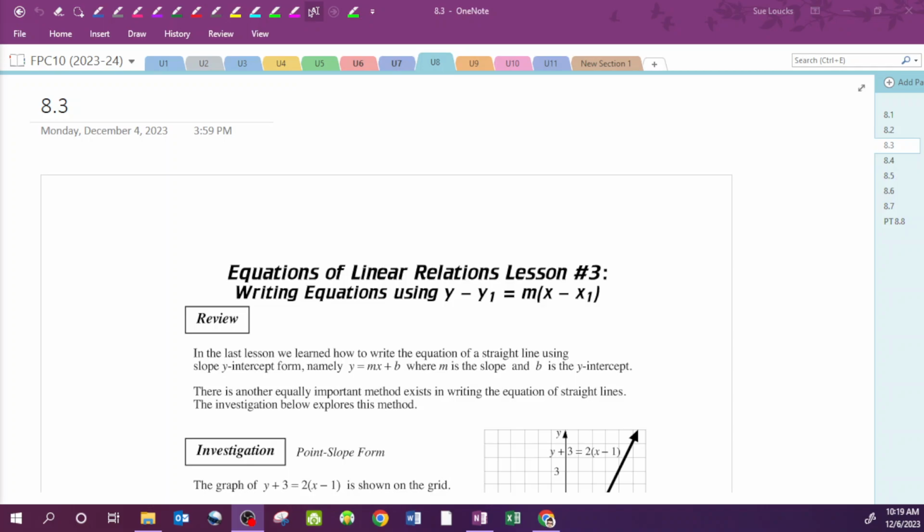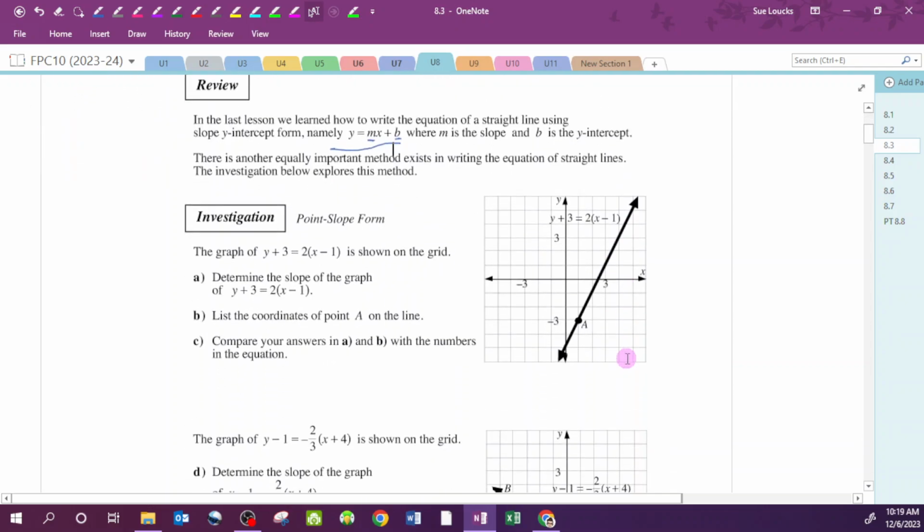Hello, this is lesson 8.3 on equations of linear relations using what we call the point slope form of the equation. So last class we did what we call the slope intercept form, which looks like this, and it gives us the slope, which is m, and the y-intercept, which is b, and from that we can graph it. But this method is also really important.